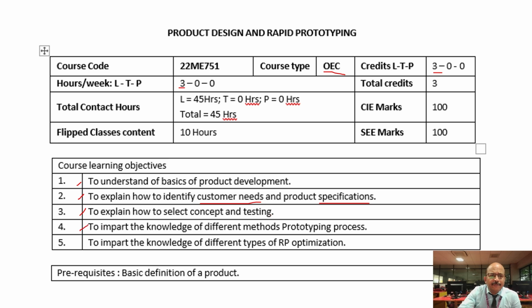And the last 2 units have two learning objectives, that is to impart the knowledge of different prototyping methods, that is rapid prototyping itself, and to impart the knowledge of different types of rapid prototyping optimization. So these are the core learning objectives. The first three course learning objectives are with respect to the product design, and the last two are with respect to rapid prototyping.